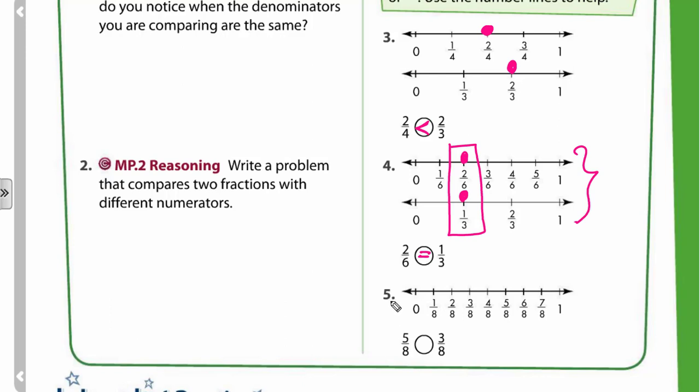Okay, Abdul Mohsen, question number 5. Five eighths and 3/8. I will help you also. This is 5/8. And everyone put the marks also on the number line. And this is 3/8. Okay? Yes, Abdul Mohsen, which one is greater? Which one is to the right?